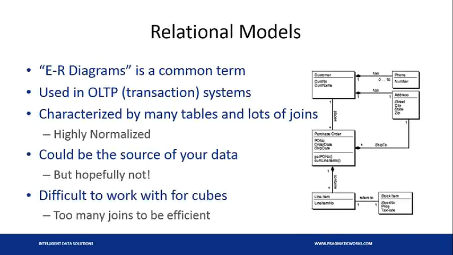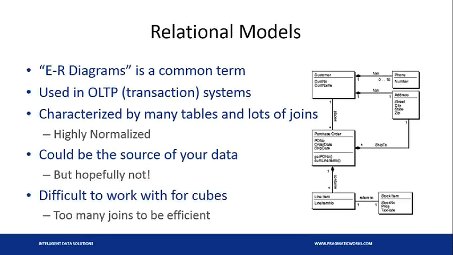In a data entry system, that's exactly what we want. We want the address only stored one time for each row. We want the phone number stored individually. That's a great model for a data entry system. This could be the source of your data, and I want you to be aware you may have to pull from a relational model that supports an OLTP system. I hope you don't, but you should understand what you're seeing as you start to pull the data.